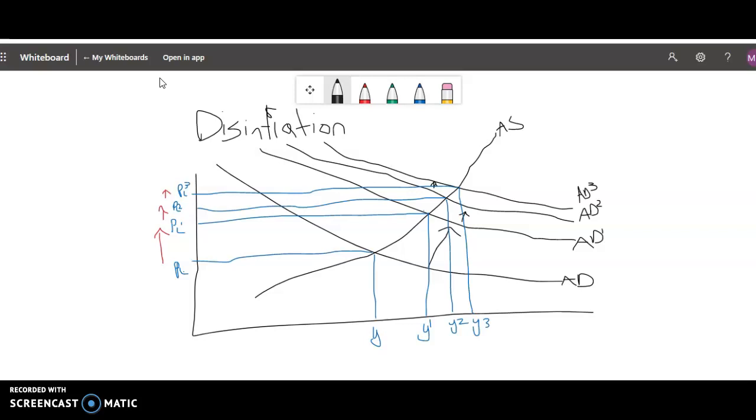So what I want to try and do for you here is just explain this concept of disinflation, which is not really something that's easy to show on an AD-AS model, but I thought I'd give it a whirl. So you might remember that disinflation is that fancy term for when the price level is increasing. Okay, so PL, the CPI, is going up, but the rate is starting to decline.